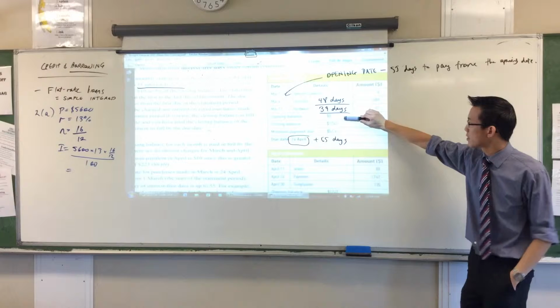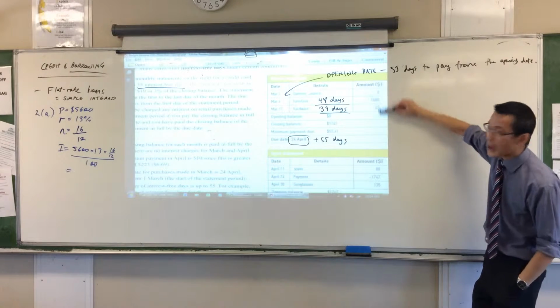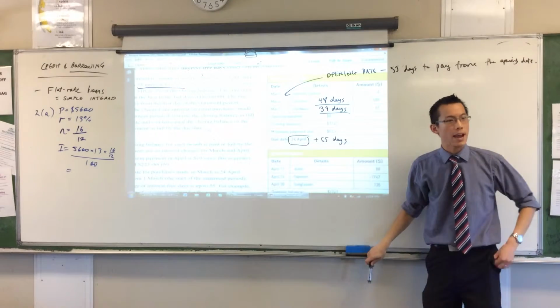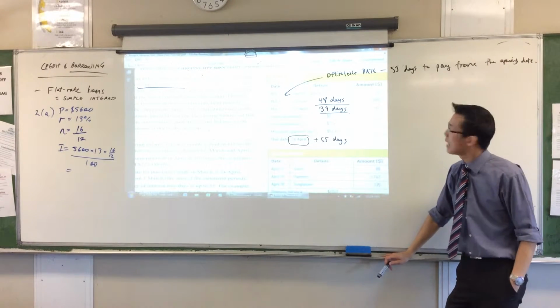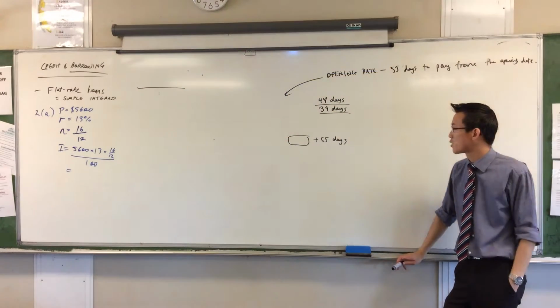So here's the opening balance. Here's the closing balance, which means that in the space of this month, at the end of March, how much did this person pay off of their debts? Answer, nothing. Yeah, they've just left it all sitting there, and that's kind of okay so far.